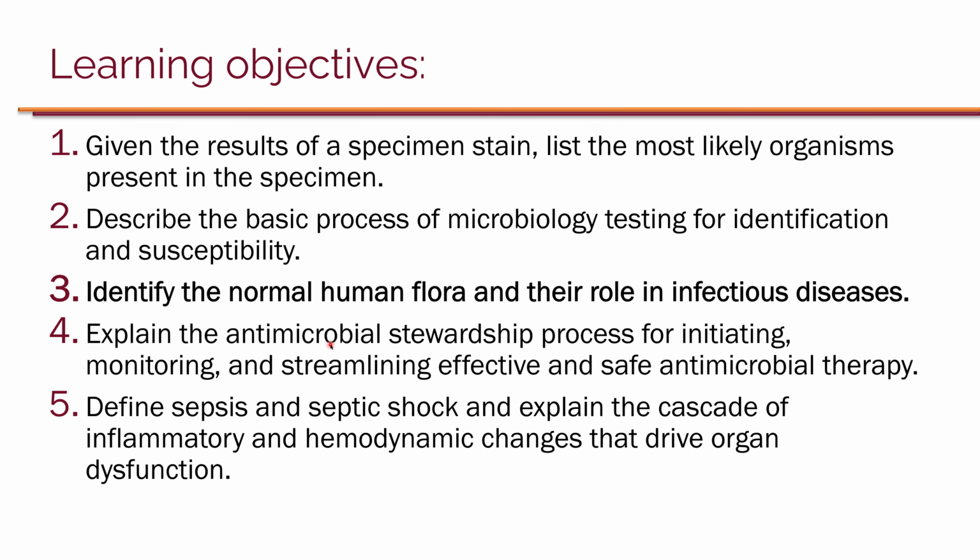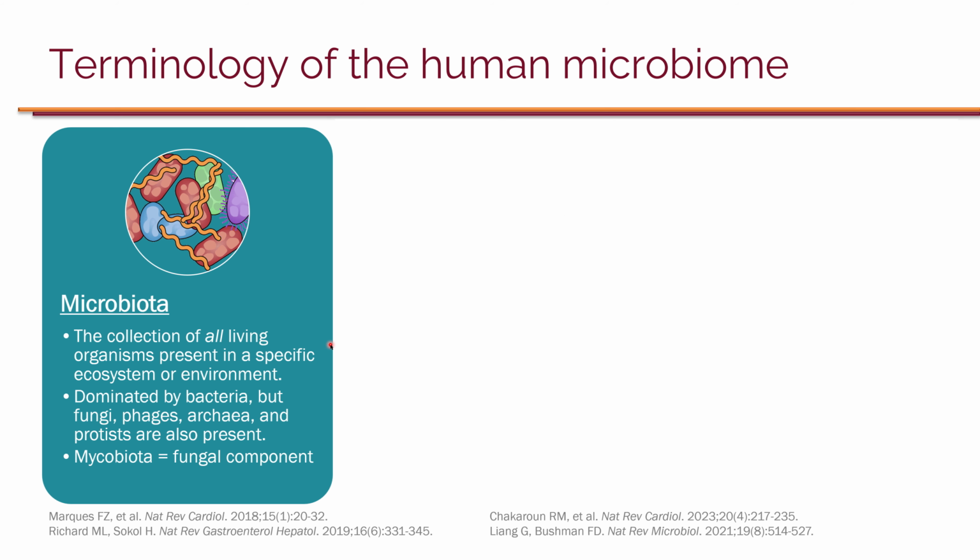Given the results of a specimen stain, we listed the most likely organisms present in the specimen, and we described the basic process of microbiology testing for identification and susceptibility. Now, let's identify the normal human flora and the role in infectious diseases. Let's take a look at the terminology of the human microbiome.